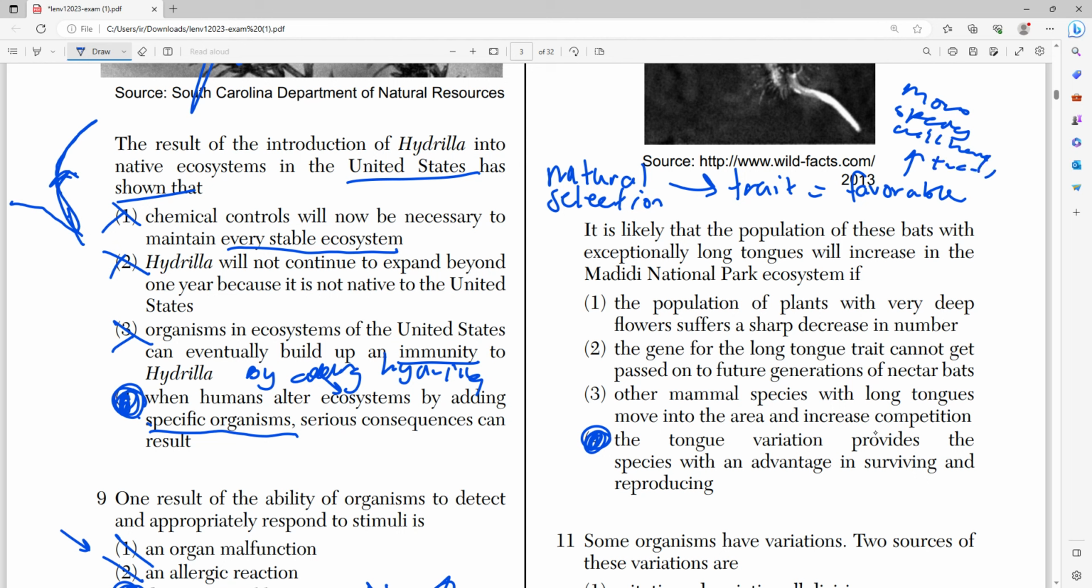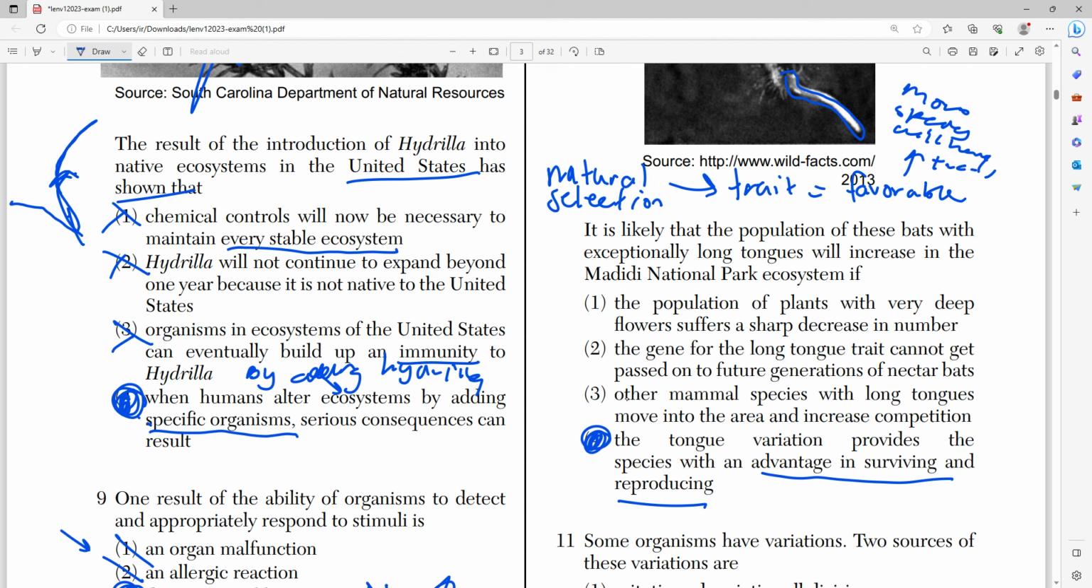Right? So for example, if this tongue actually helps them survive, if it gives them an advantage, if digging deeper into flowers means that you get more food more successfully, that is an advantage. That trait gives you an advantage. Thus, more of that trait will be passed on into future generations. Choice number 4 pretty much says that. The tongue variation provides the species with an advantage in surviving and reproducing, right? If more animals with longer tongues survive and they reproduce, that long tongue will be passed on to their children. Why? Because the long tongue allowed them to survive long enough to reproduce, right?